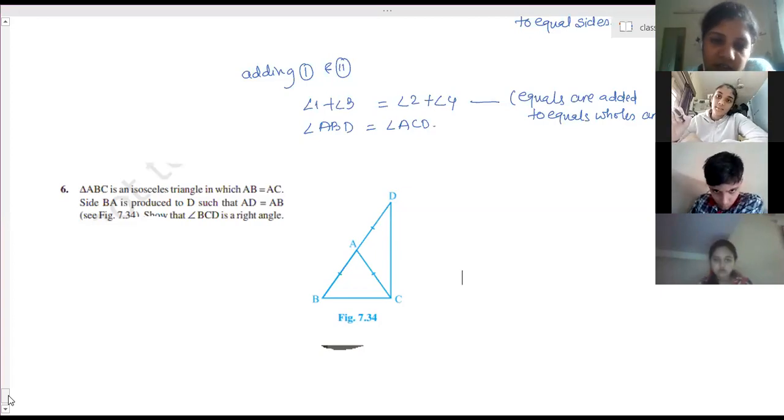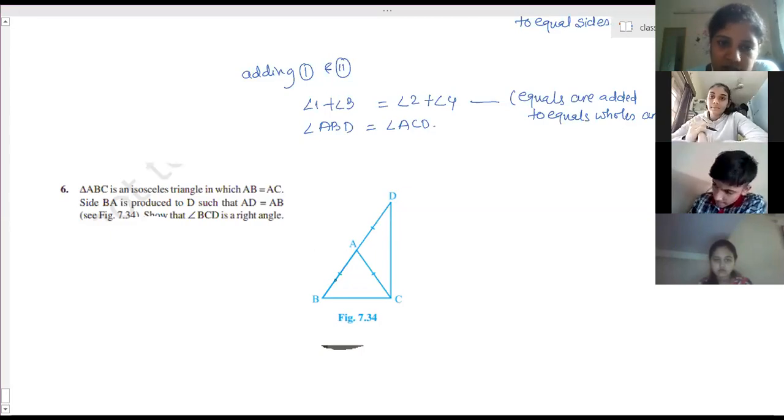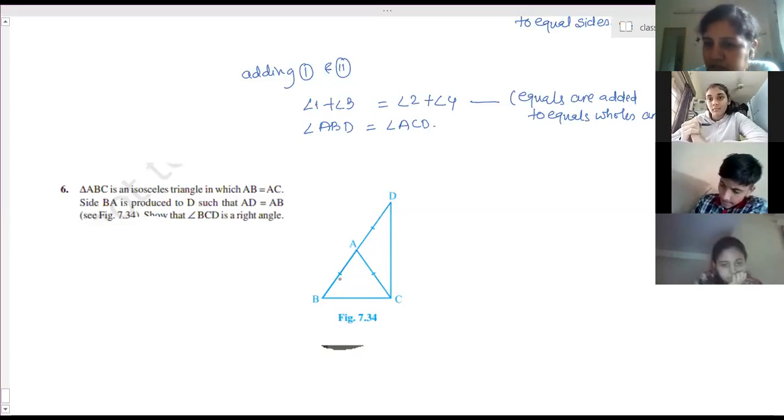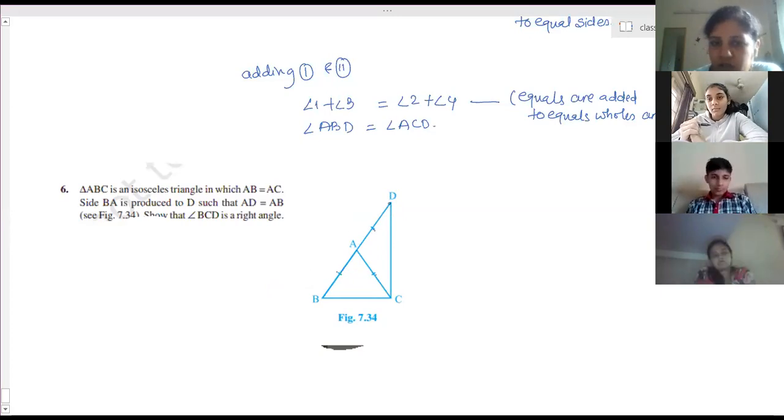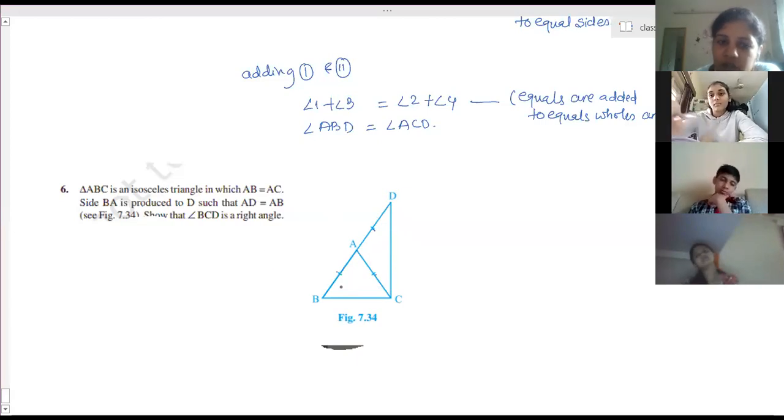So that means in this there are two isosceles triangles, ABC and ACD. So here AB is equal to AC, they have already given. And they have told that BA is produced to D such that AD and AB are equal. AB and AC are equal, AB and AD are equal. That means AD and AC will be equal to each other. So triangle DAC is also an isosceles triangle, and ABC is also an isosceles triangle.